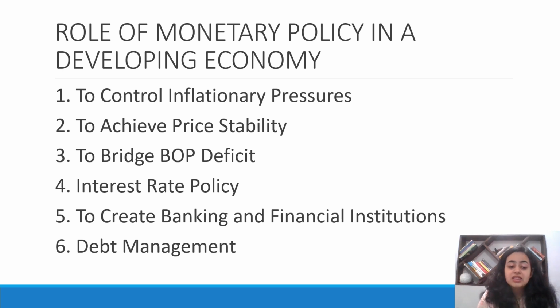Now, the central bank can exercise its current interest rate policy through the monetary policy, as we just saw that it has a lot of instruments like CRR, SLR, bank rate, moral suasion. Through all of these tools, the central bank can exercise its interest rate policy. Now, the monetary policy also plays a very important role in creating banking and financial institutions, in helping their establishment and recognizing them. In the same way, the monetary policy also helps with the debt management of a country.